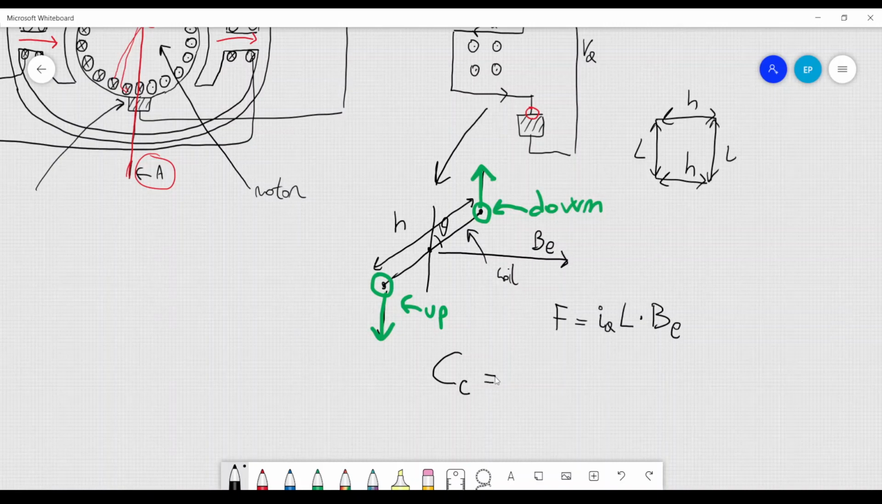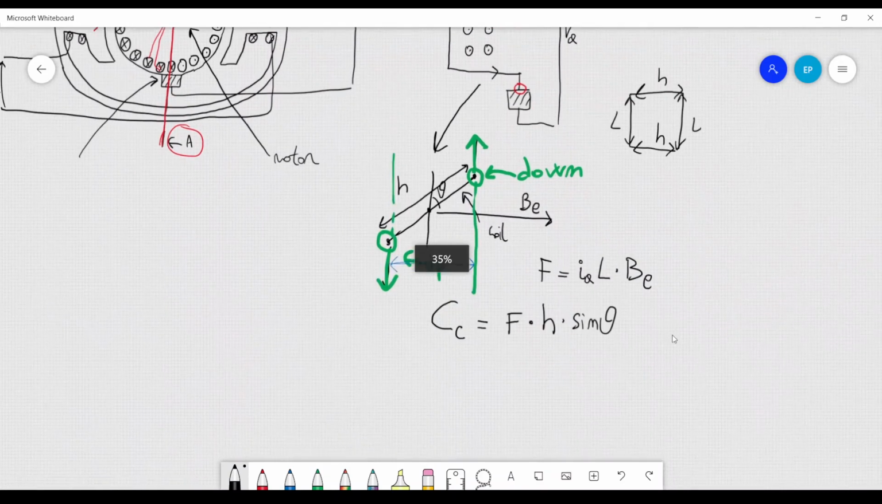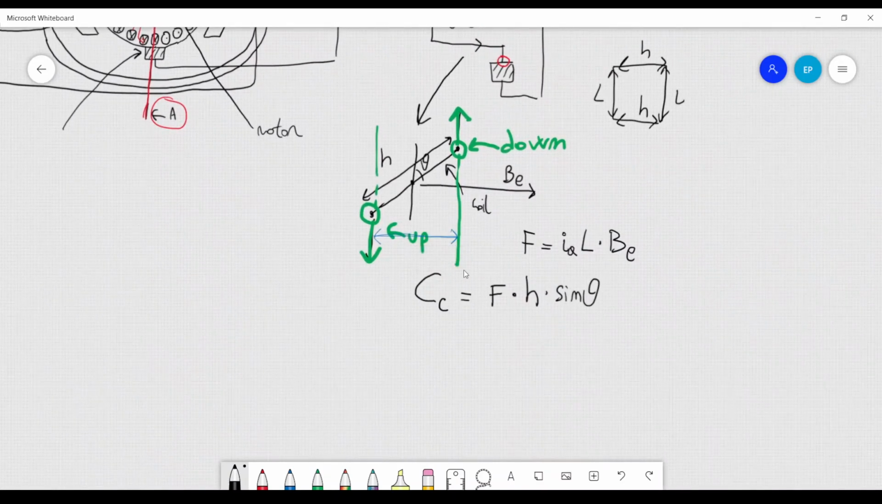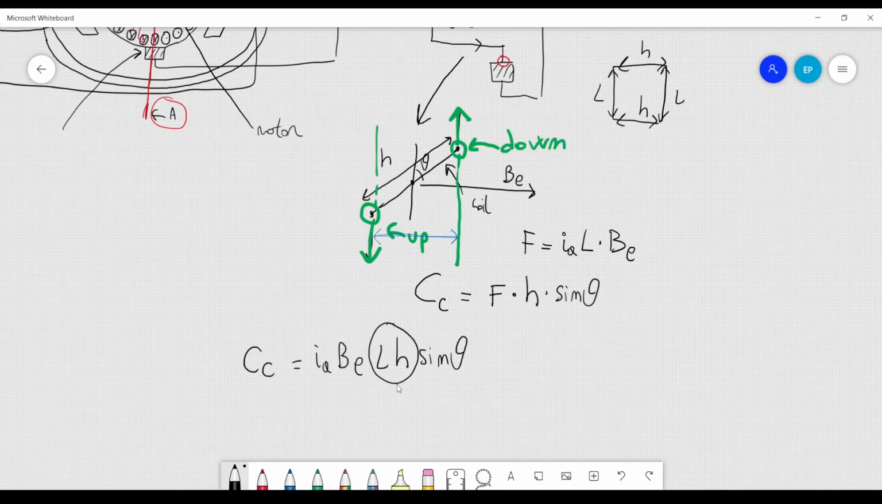So this is the torque of a single coil. The torque of a single coil is the force, F, multiplied by the distance between the two directions of the forces. So the distance would be this one here that I am highlighting in blue, and that would be H times the sine of the angle theta. So if we use the formula for the force, we have Cc equal to Ia Be LH sine theta. LH is the area of the single coil, so I can call it A, for example.